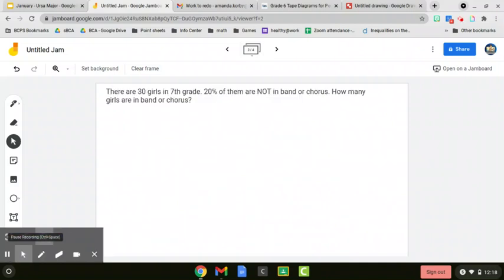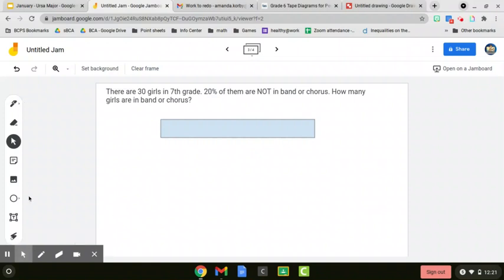All right, there are 30 girls in 7th grade, 20% of them are not in band or chorus. How many girls are in band or chorus? So for this one, I would make a large rectangle. Okay, so here is our bar. This represents all of the girls in 7th grade. And that would be 30 girls. We also know that that's 100% of the girls because 100% is all.